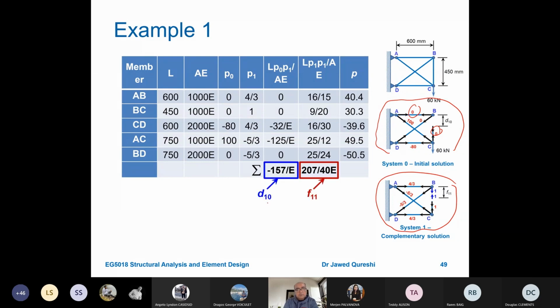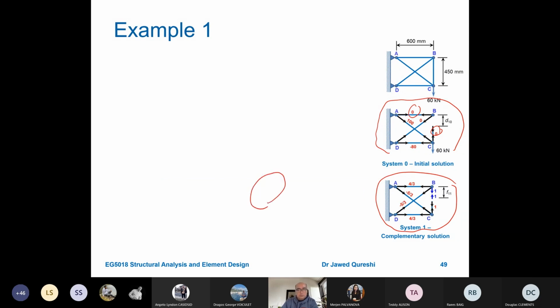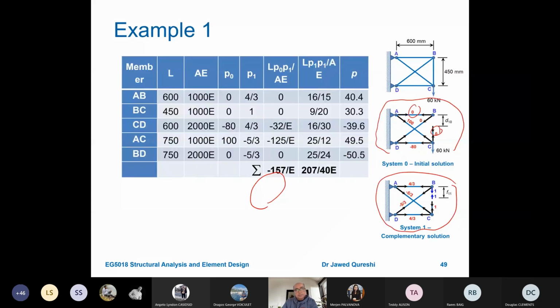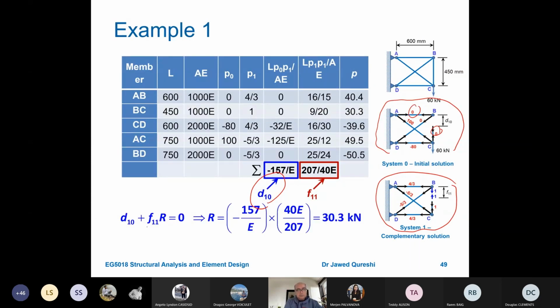Now when you sum it up, this is actually D10. If you go back and come from the previous slide, what we have done is that we have worked out these values and we have worked out these values in the table format. Now once you have these values, simply you put this into this equation, D10 plus F11 R, and from here you can work out the value of the redundant. So the value of the redundant force will remain 30.3 kilonewton.